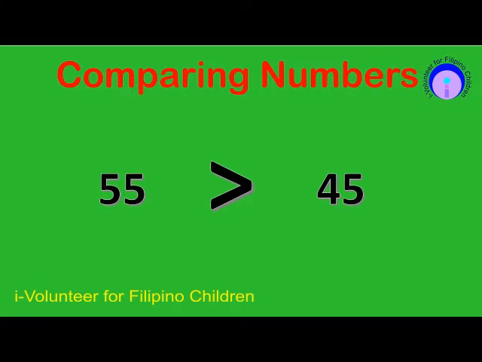The number is 55. It is greater than 45. The answer is true. Is the expression 55 greater than 45 true? Yes, it is true. The number is 35 equal to 35. The answer is true. You may read this expression as 35 is equal to 35, or it can be read as 35 equals 35. Therefore, this is true.